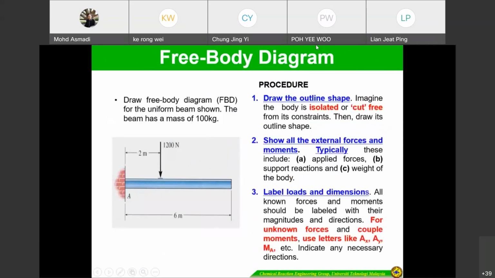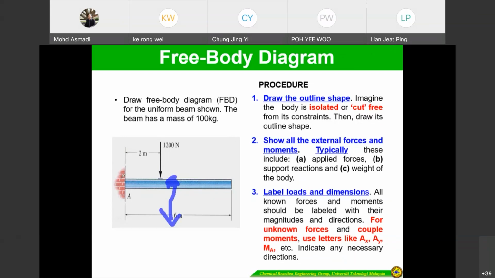So how to draw the free body diagram? You have to draw the outline shape, and then show all the external forces and moments. Typically this includes applied forces and also the weight of the body. If we include weight, of course it is at the center of gravity, generally, because it is linear, at the middle. And label loads, dimensions, also including unknown forces and couple moments.